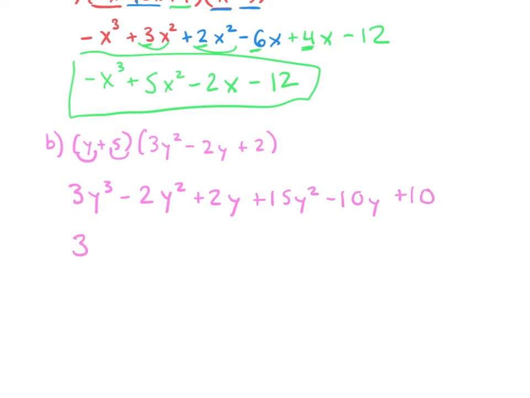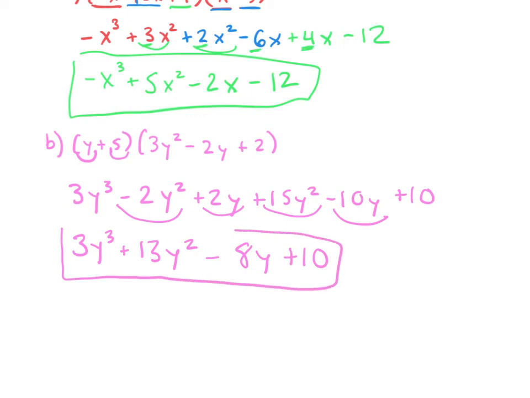Now we combine our like terms. We only have one y cubed, so 3y cubed. Next we combine our y squareds. So this is negative 2y squared plus 15y squared. This becomes a plus 13y squared. Then plus 2y minus 10y would be negative 8y, and then plus 10. So we just combine our like terms together and got our final answer. Alright, let's go to the next one.